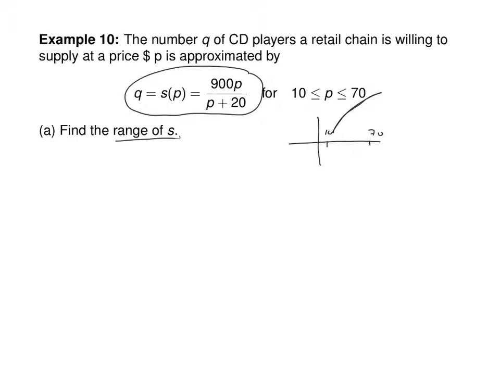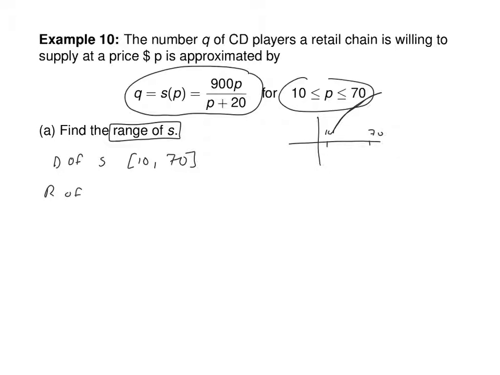So find the range of S. Does it make sense that the domain of S is 10 to 70, because I told you that those were the possible inputs? Because this picture is increasing, for the range, the lowest y will happen at the left endpoint. Does that make sense? And the highest y will happen at the right endpoint.